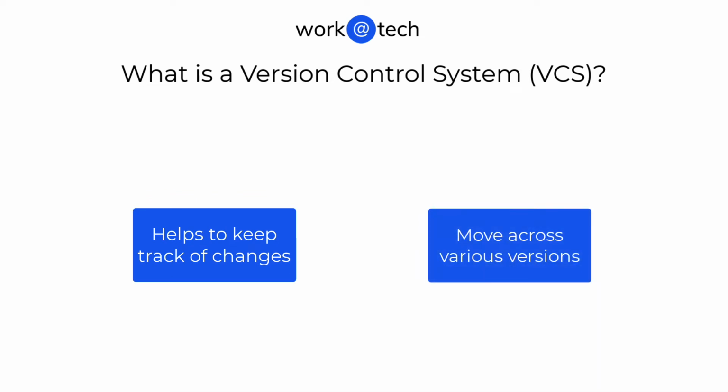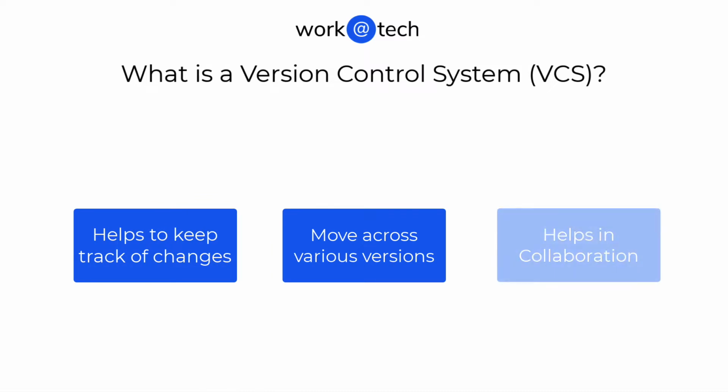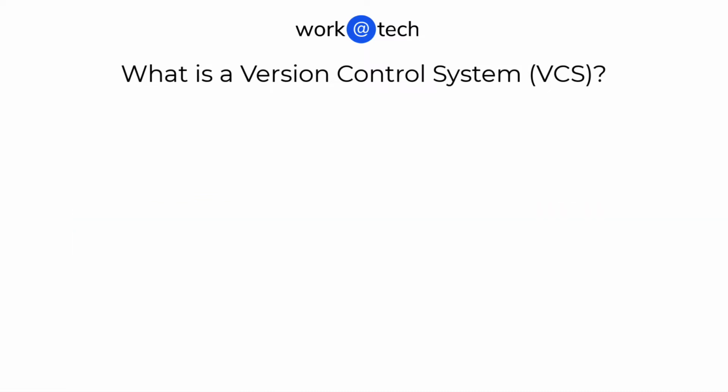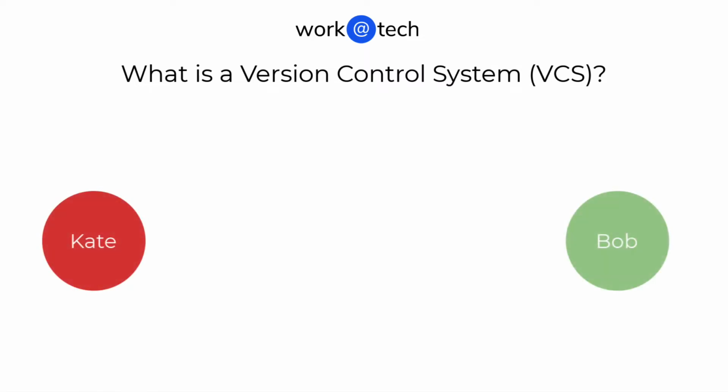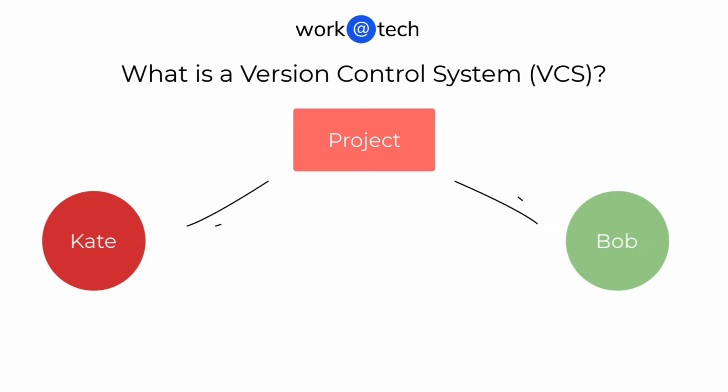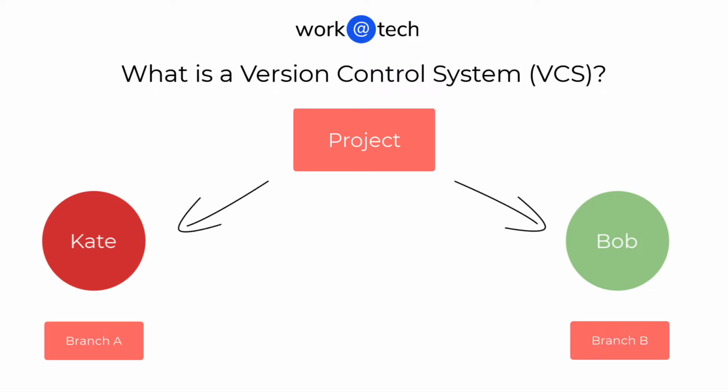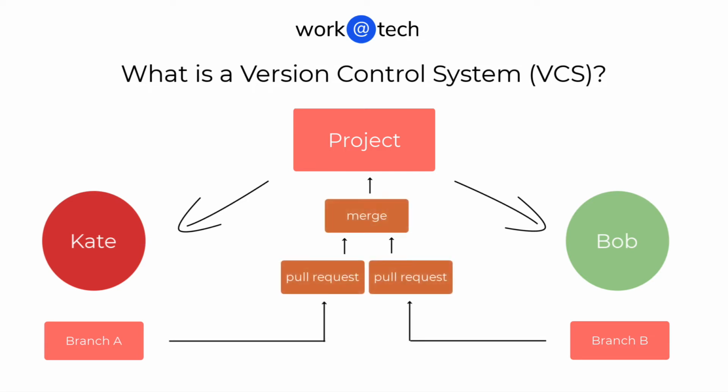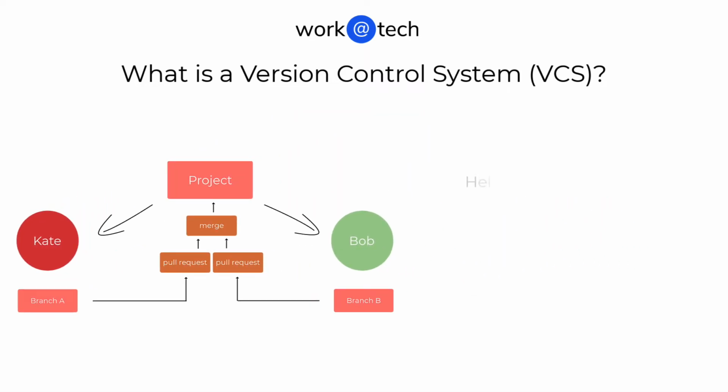So let's look at a scenario where this version control system comes into the picture. It is when multiple people are collaborating. Let's take an example of two people, let's say Kate and Bob. Both Kate and Bob are working on the same project. The version control system allows both Kate and Bob to have the same code as different branches. This will help them to collaborate on the same project without having to mess up the main code altogether.